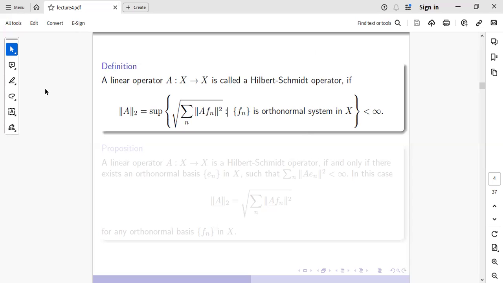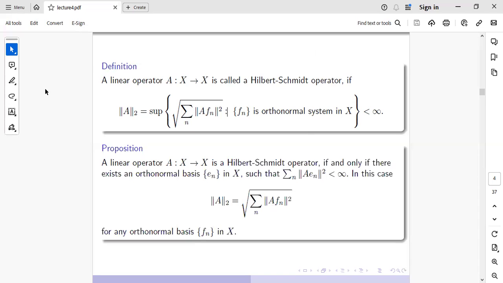And in fact, for a linear operator to be a Hilbert-Schmidt operator, it is enough that there exists some orthonormal basis for which the sum of norms Ae_n squared converges. And in this case, this sum of squares is actually the same for any orthonormal basis, and it coincides with the Hilbert-Schmidt norm.